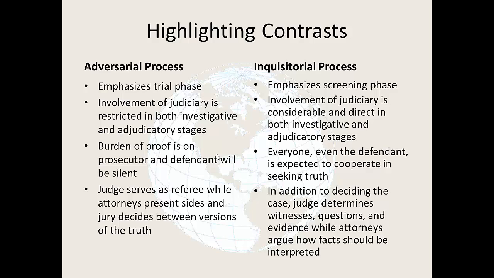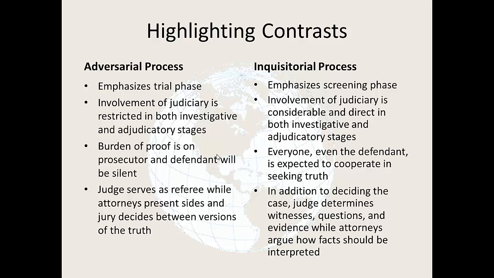Under the adversarial process, the burden of proof is on the prosecution. The defendant will essentially be silent, or is expected to be silent. Under the inquisitorial system, on the other hand, everyone, even the defendant, is expected to cooperate in seeking the truth. Again, a reminder that the defendant is expected but not required to participate.